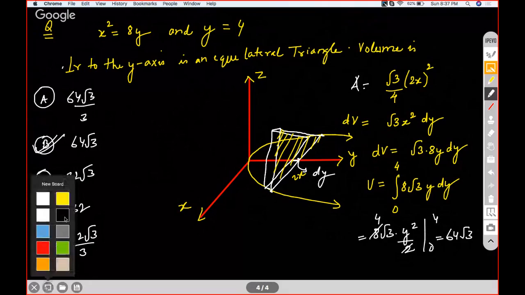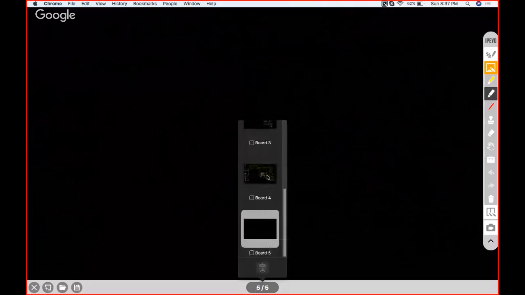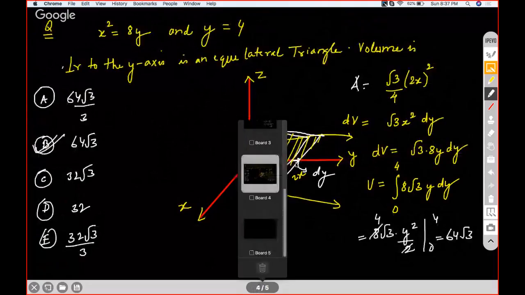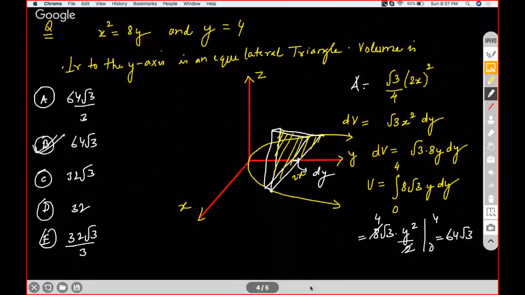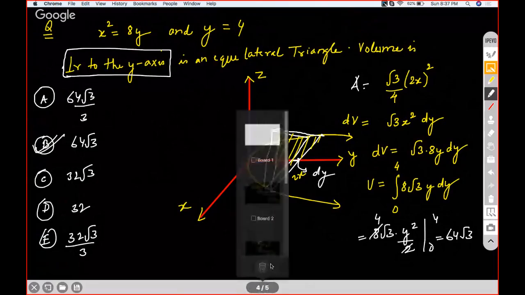Can you go back 1 second? Wait, so why did dv become root 3 x squared dy? Because your plane has been made perpendicular to the y-axis. Okay, yeah, never mind. Yes, sir. Done? Aditya, fine? Can I go to the next slide? Sure, we'll take another one.